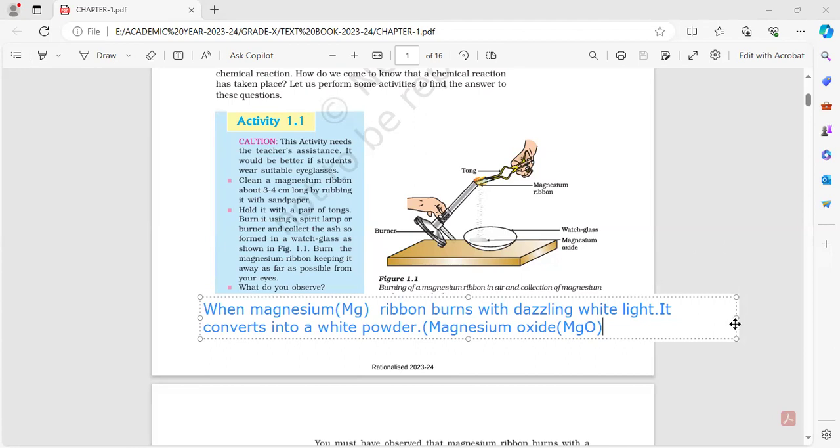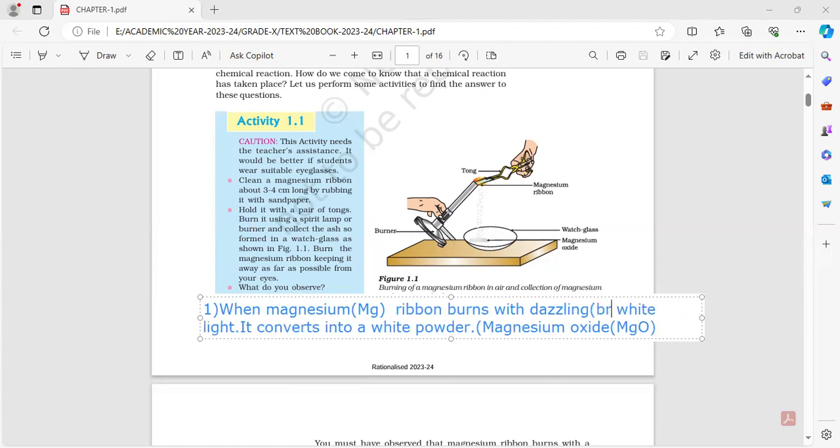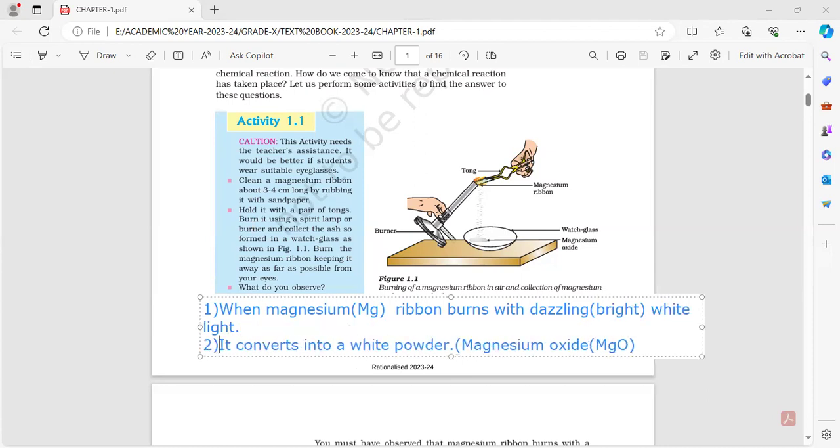So these are the observations. Understood? First one, when the magnesium ribbon burns, it gives a dazzling white light. Dazzling means very bright, very shiny white light. Second, it converts into a white powder, which is called magnesium oxide. And what do we do after that? In this diagram, you could see that the white powder is being collected into a watch glass.